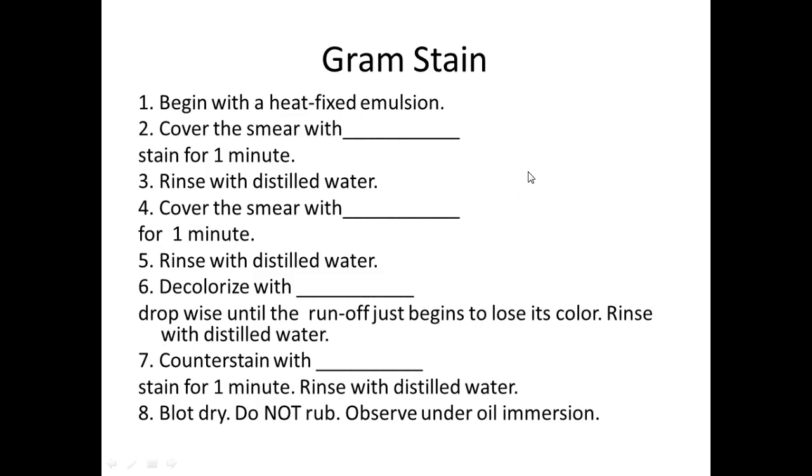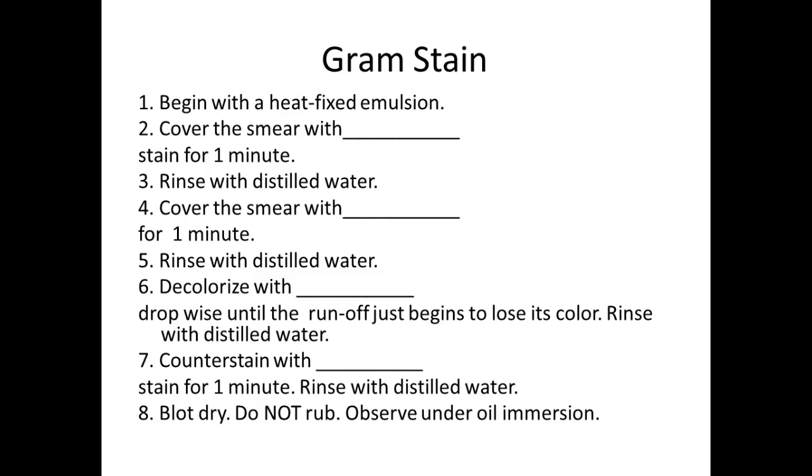For the gram stain, first you start with a heat-fixed emulsion. Most of the stains that we do, you're going to start with a heat-fixed emulsion. There's just 2 that we do not. Which 2? Negative staining, which starts out like a negative stain. We did it last week. And the capsule stain. Your negative stain and your capsule stain start out like a negative stain, but then you stain additionally.